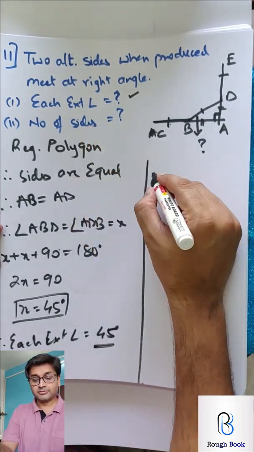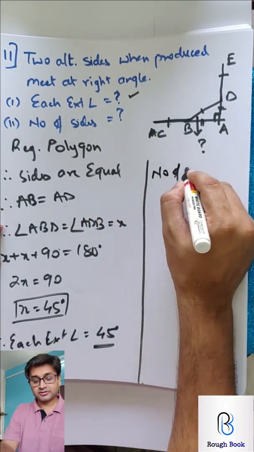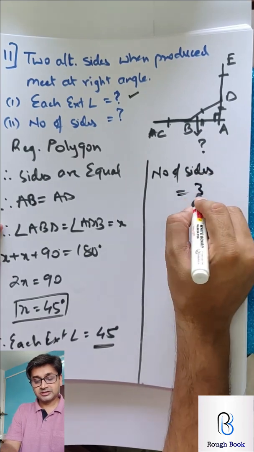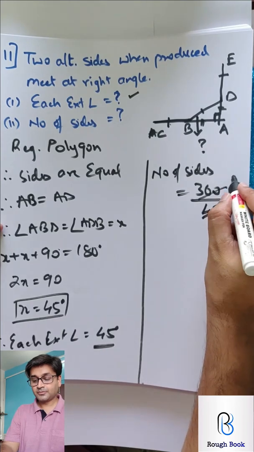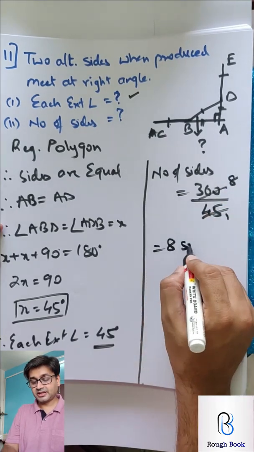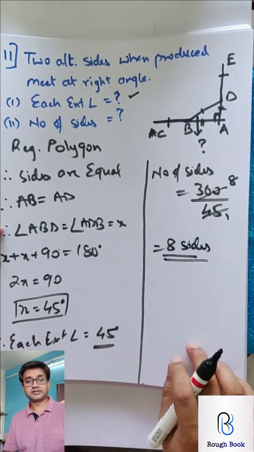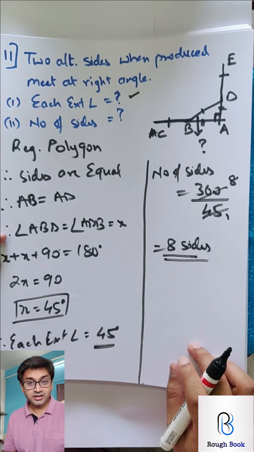Now how will I get number of sides? So I will say number of sides directly 360 upon each exterior angle. So 360 upon 45, 8. So how many sides do you get? 8 sides. Did you enjoy?